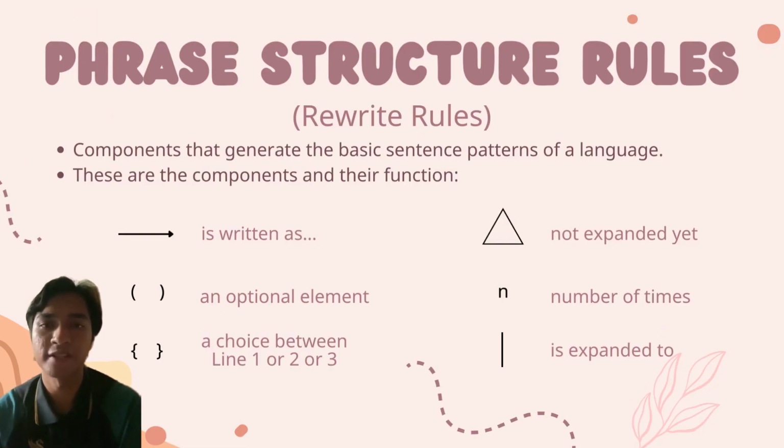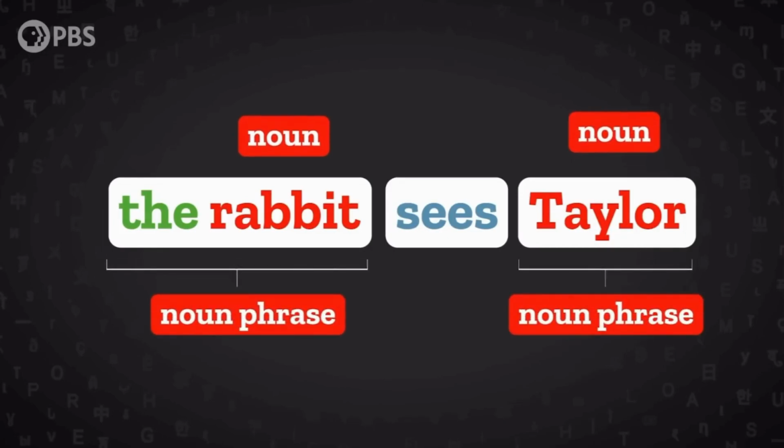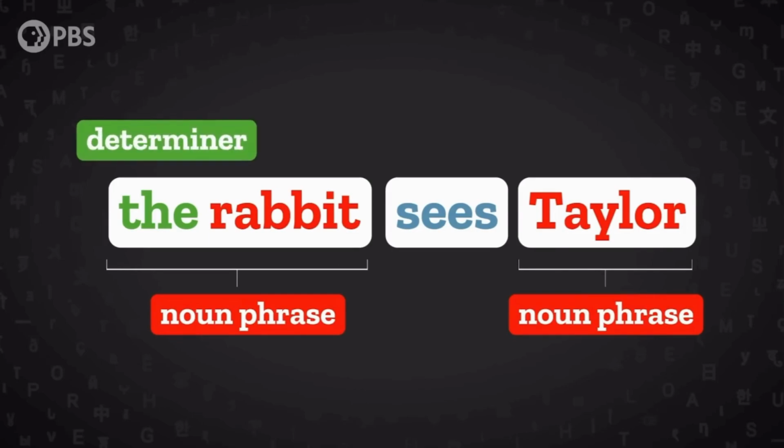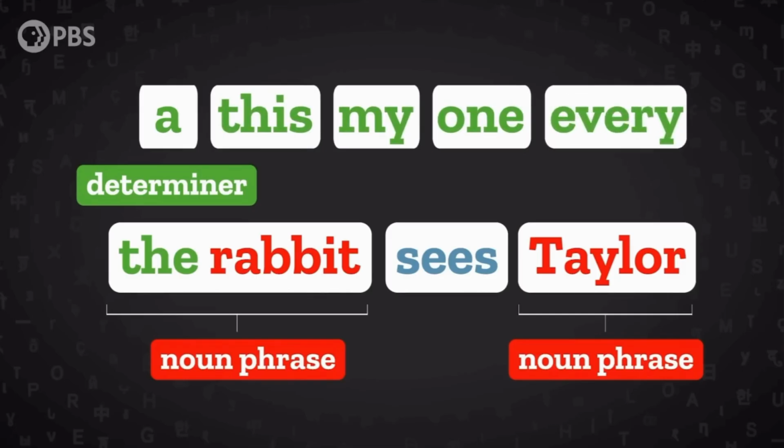Moving on, we have phrase structure rules. It is a component that generates the basic sentence patterns of a language. These are the components and their function. Since both of these phrases have a noun in them, we'll call them noun phrases. The word the, by the way, is part of a class of words that linguists call determiners, which also includes words like this, my, one, and every. Determiners help us figure out which specific instance of a specific noun we're talking about.